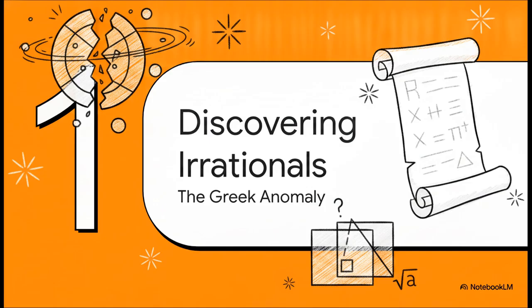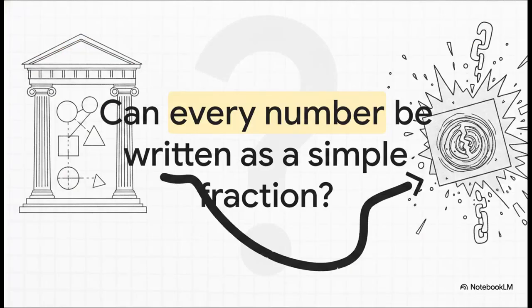Okay, let's start with a historical shocker that, I kid you not, completely broke the ancient Greek understanding of the universe. The big question was, can every number be written as a simple fraction? Now, the Greeks firmly believed the answer to this was a resounding yes. They thought every single number in existence could be perfectly expressed as a clean, neat ratio of two integers. To them, the universe was tidy.